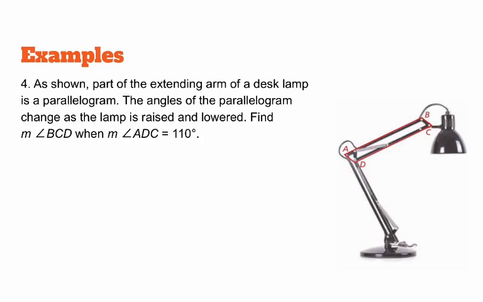Alright, hopefully you saw that these two angles are consecutive. So if ADC is 110, I can't quite squeeze it in there. I'm looking for angle BCD. So this angle, they are in a row together, so they would add up to 180. So 180 minus 110 would be 70 degrees. So the measure of angle BCD is 70 degrees.